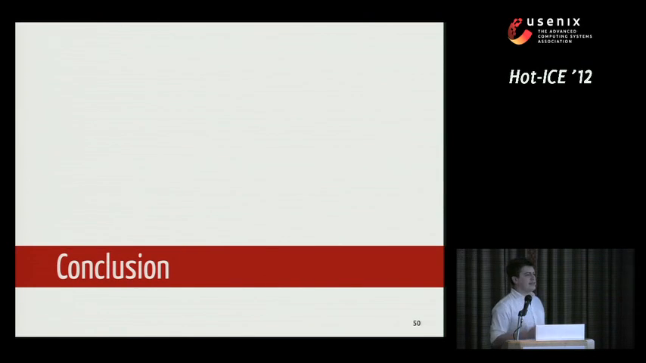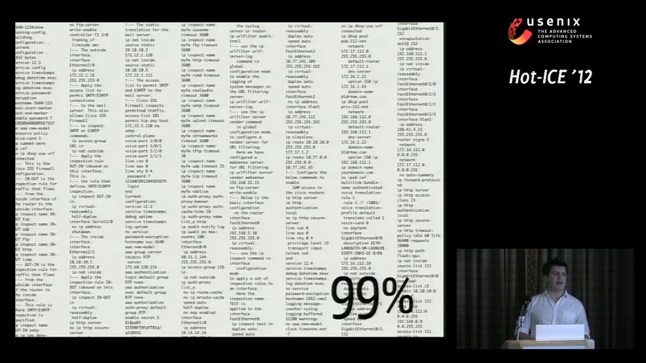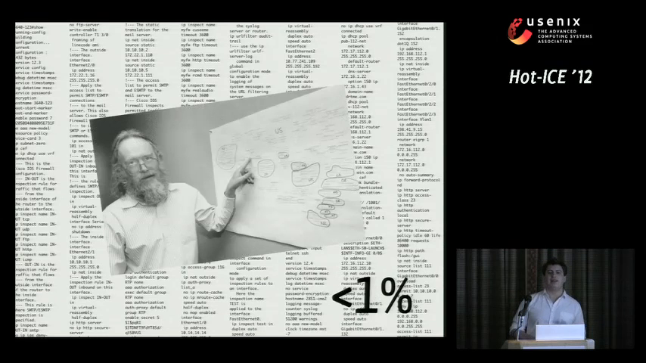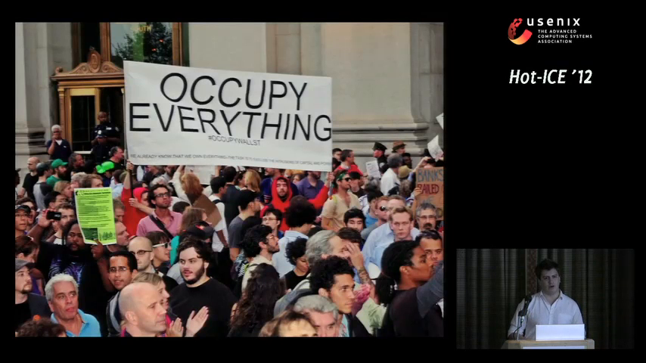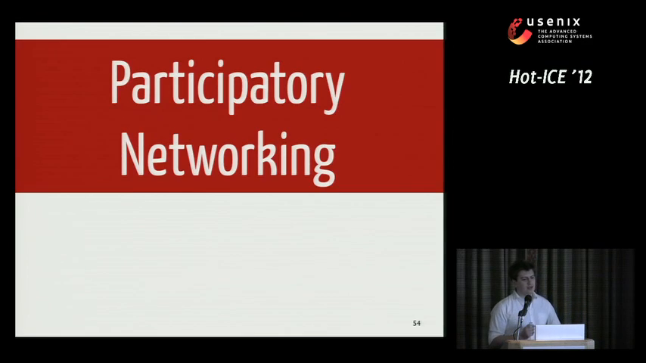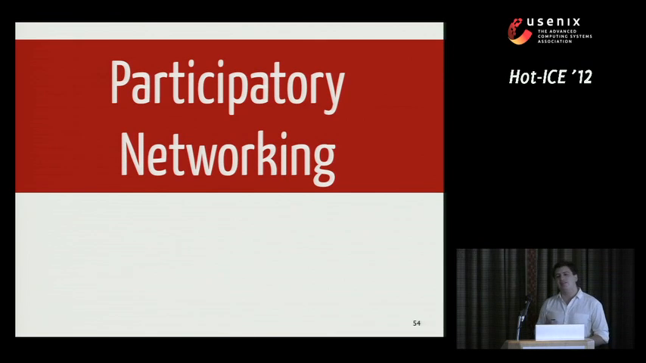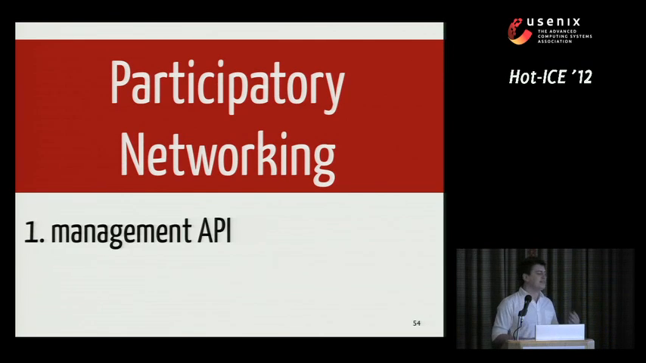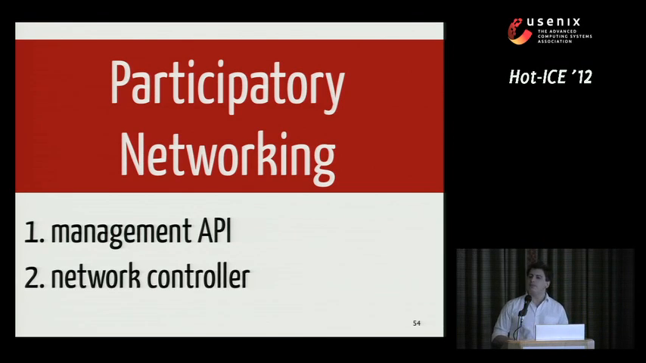To conclude, I want to point out that today, 99% of the network configuration is written by less than 1% of the users. It's time to occupy the network. Now, participatory networking is not designed to overthrow network administrators. Indeed, it works with them. It introduces a management API with syntax and semantics for delegating authority from the operators to the end users, and provides a network controller which implements the API by processing commands and resolving conflicts.